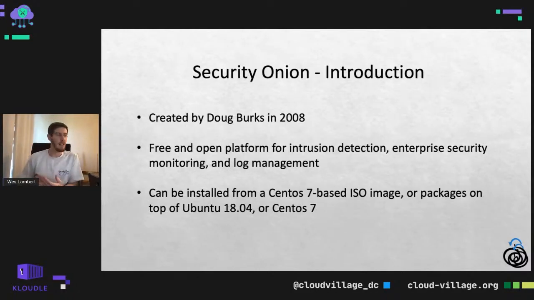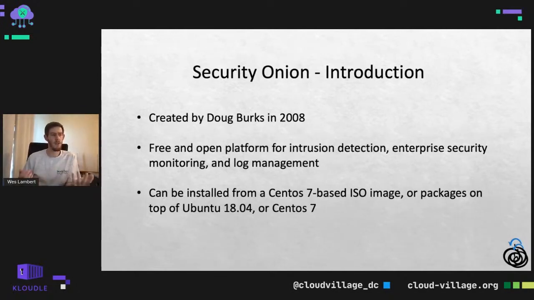So in doing that, Security Onion became this free and open platform for intrusion detection, enterprise security monitoring, and log management. We record that traffic off the network. We can also pull in host telemetry, and if you're just using it for log management, you can send different types of log data, via firewall and other sources, there as well.